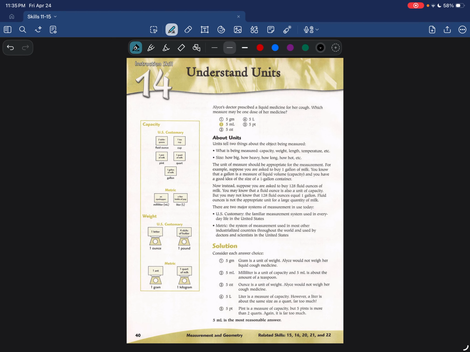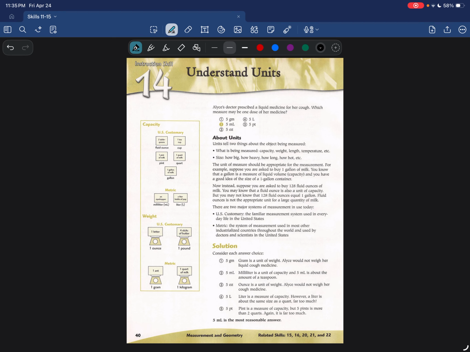Solution. Consider each answer choice. 5 grams. A gram is a unit of weight. Elise would not weigh her liquid cough medicine. 5 milliliters. Milliliter is a unit of capacity, and 5 milliliters is about the amount of a teaspoon. Ounce is a unit of weight. Elise would not weigh her cough medicine.